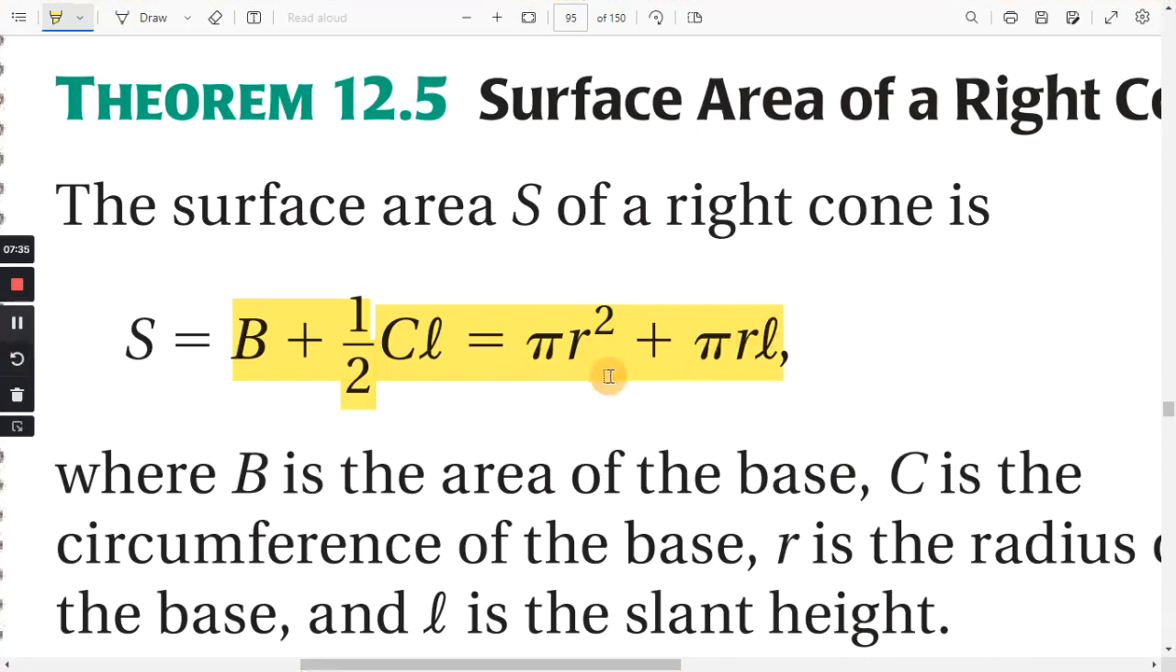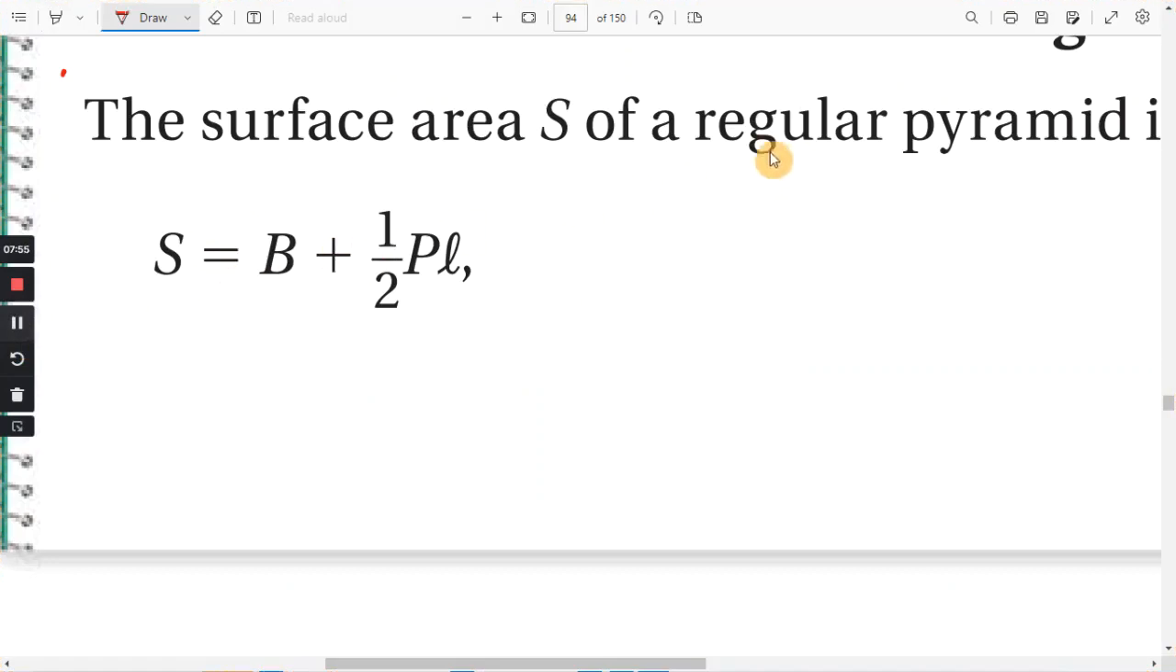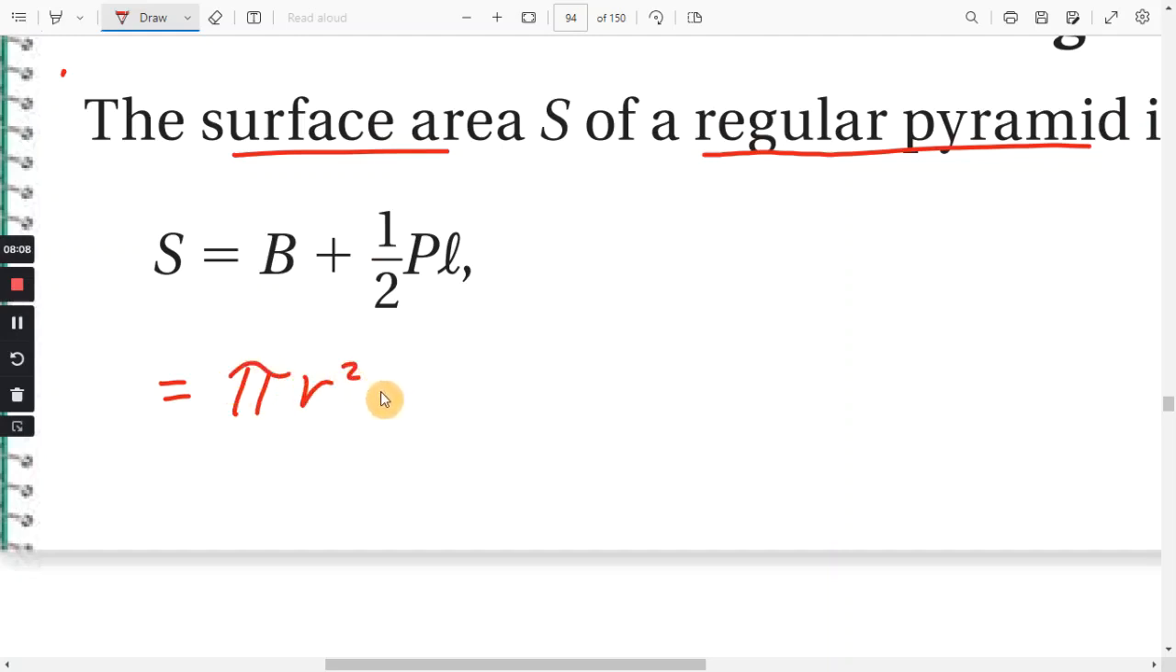I'll show you another way how we got this. Okay, you really don't have to worry about the first part. This is the formula right here. Pi r squared plus pi RL. Okay, but I'll show you another way how we got this right here. This was the formula we used for a pyramid, for the surface area. Okay, but for a cone, the base is a circle. The area of a circle is pi r squared. And that's going to be plus, not equals.